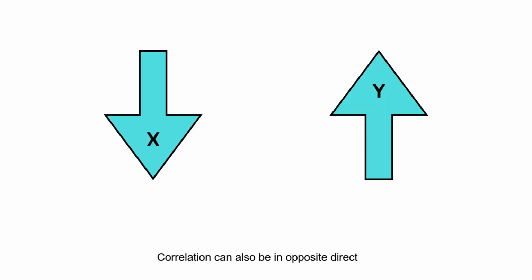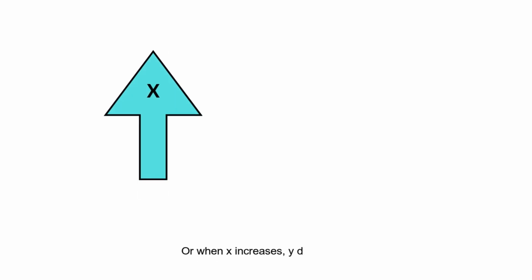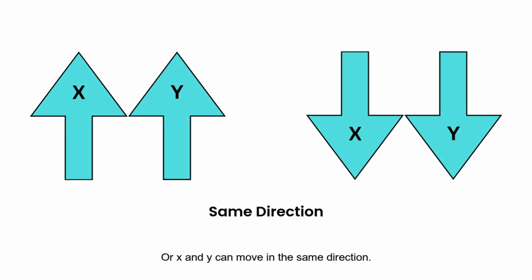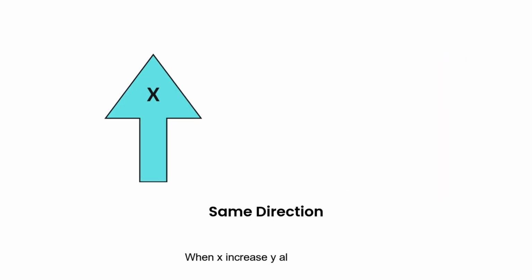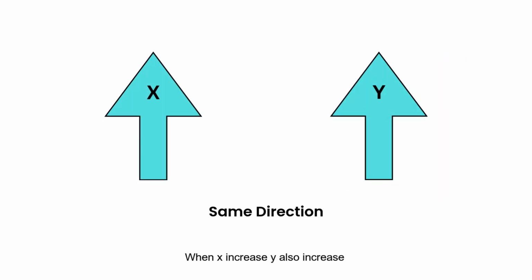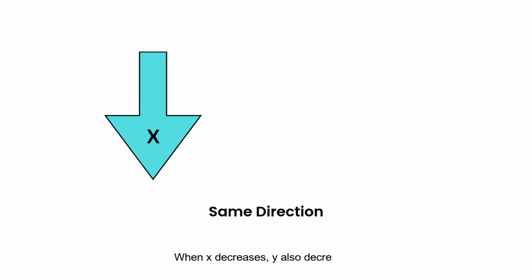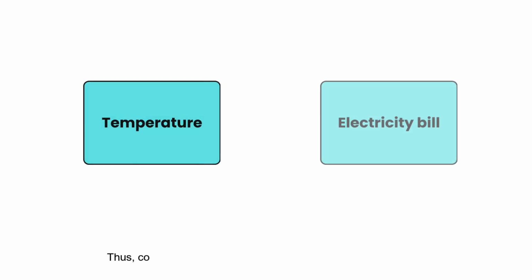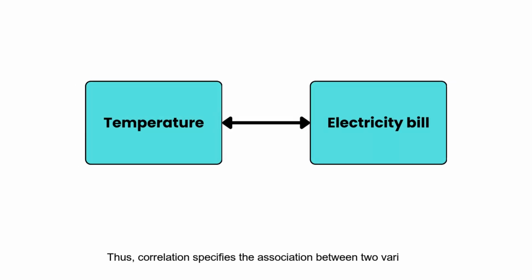Correlation can also be in the opposite direction. When x decreases, y increases, or when x increases, y decreases. Or, x and y can move in the same direction. When x increases, y also increases. When x decreases, y also decreases. Thus, correlation specifies the association between two variables and tells us the direction of this relationship.